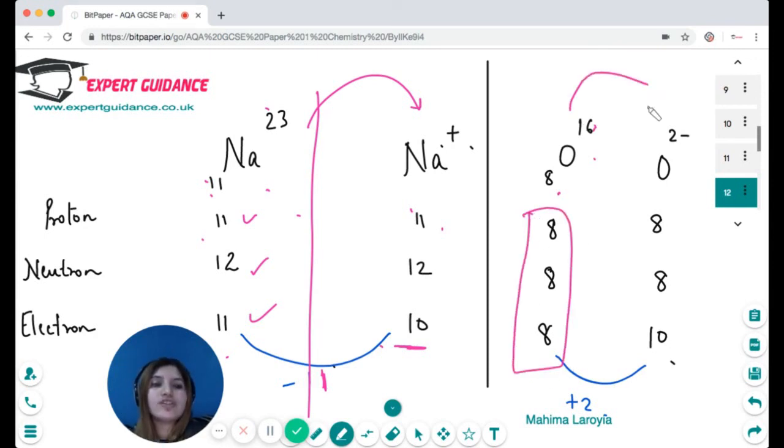When it becomes 2-, it means it has gained 2 electrons. So you add 2 to their number of electrons and that becomes 10. Okay, so I hope you are now in a position to work out the proton, neutron, and electron number of an atom and an ion.